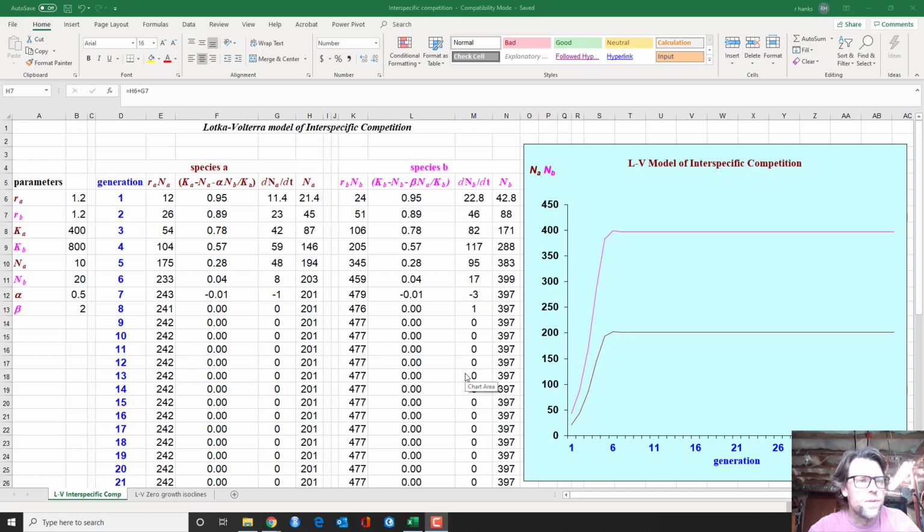Hey everybody, I want to do a quick demonstration of the Lotka-Volterra model for interspecific competition. We're comparing two different species that are competing against one another, and this is somewhat similar to the previous Lotka-Volterra model for species interactions, predator-prey interactions.